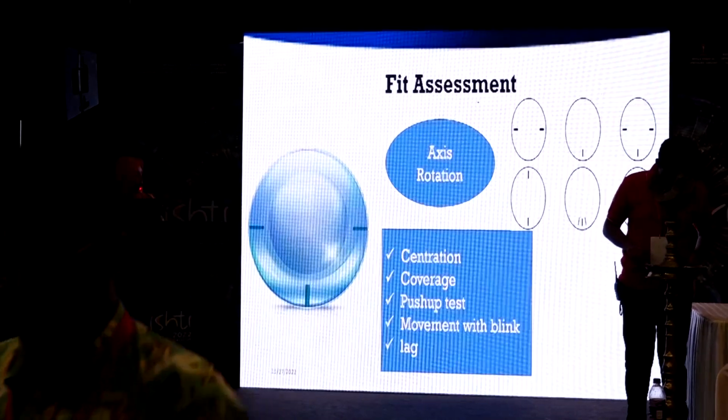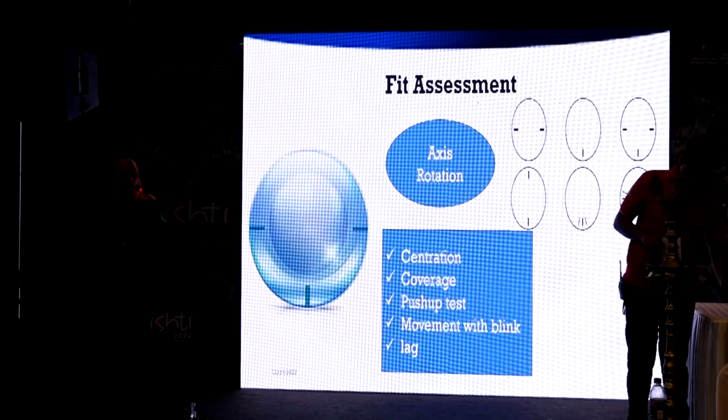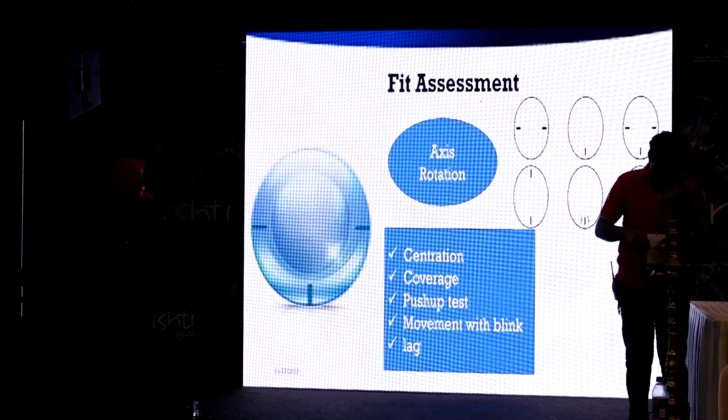So axis fit assessment as seen by different companies is shown over here. Here the position of the lines is shown, and different companies also have different orientation marks. That is in order to identify how much rotation has happened and how much should be compensated. In the same way, we will be covering centration, coverage, push-up test, movement with blink, lag, etc.